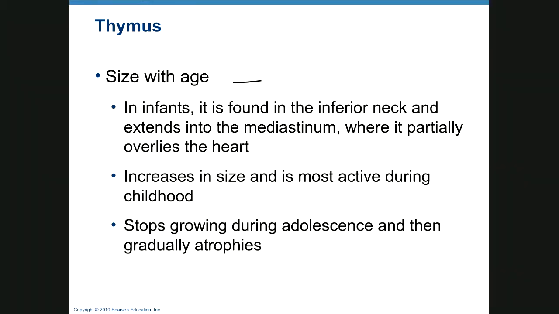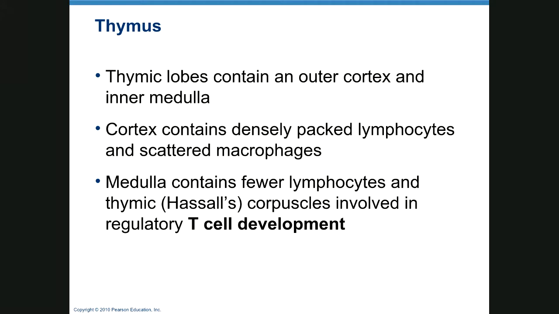Over the inferior neck, it overlies the heart, increases in size, and is very active in childhood as your immune system is developing. During adolescence, it stops growing and then it gradually atrophies, so that adults and especially older people have very little thymus left. It has an outer cortex and an inner medulla. It's packed with lymphocytes and macrophages. The medulla has fewer lymphocytes and is involved in regulatory T cell development.